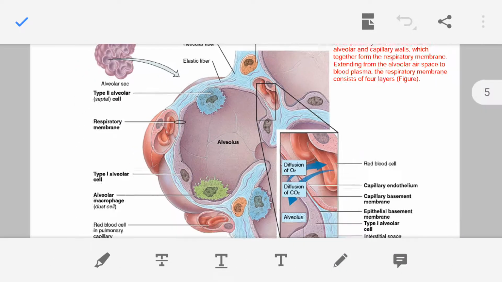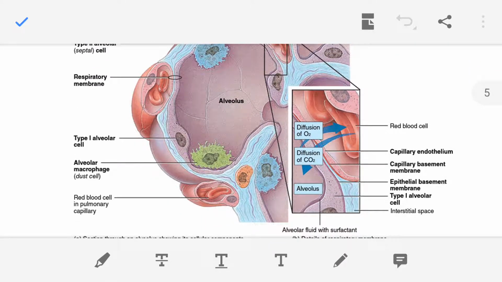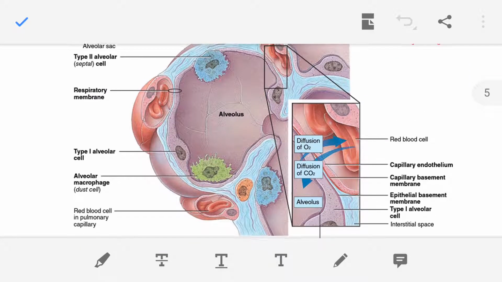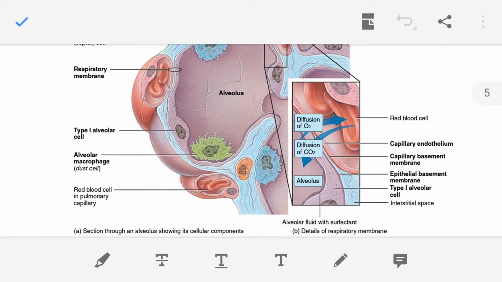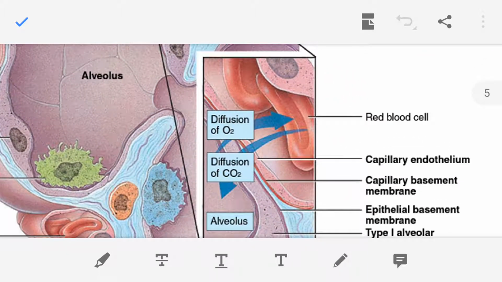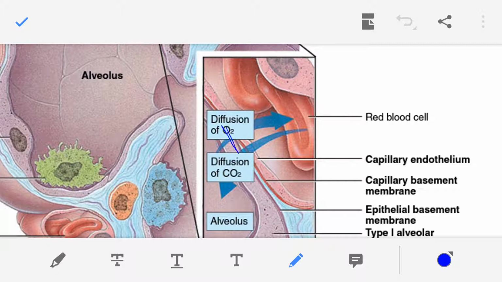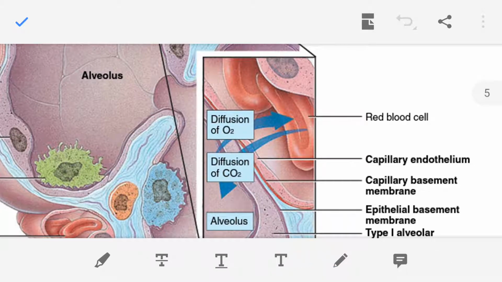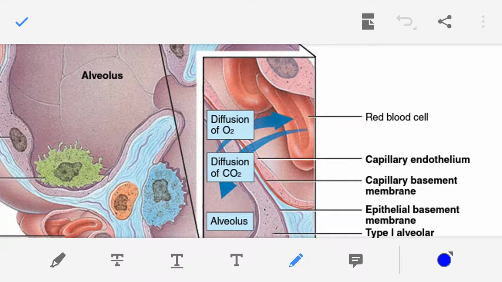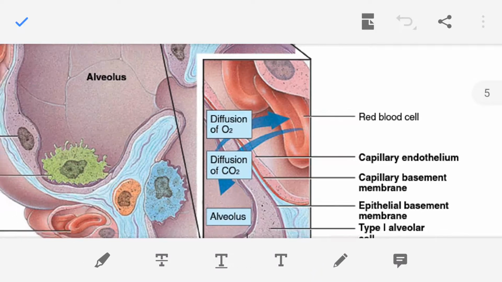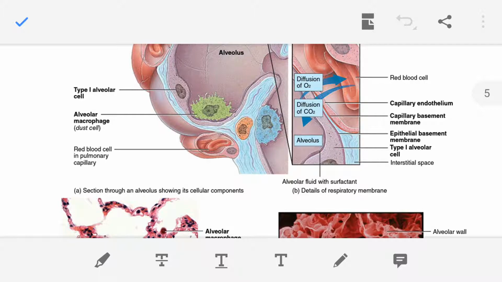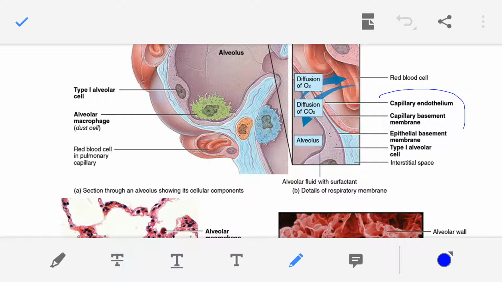Now what happens? You see the wall of the alveoli and the wall of the capillary. I am showing you this is the wall of the alveoli, and this is the wall of the capillary. Together these two walls form the respiratory membrane. Okay, so all this structure, all these four names.